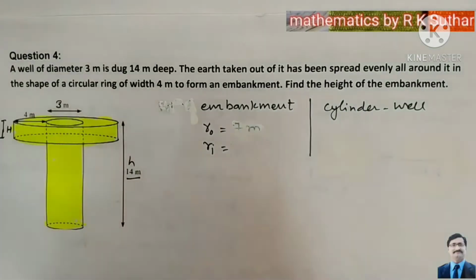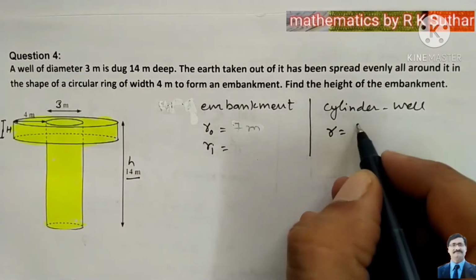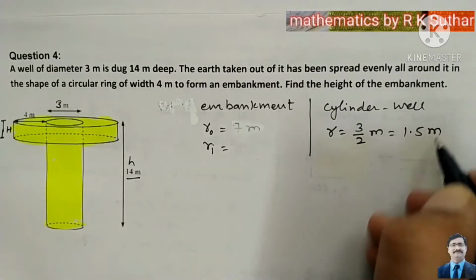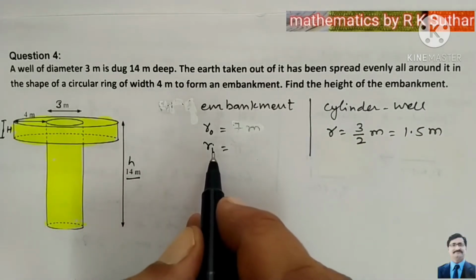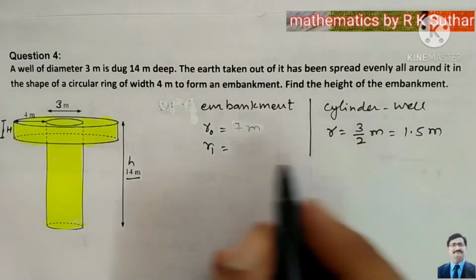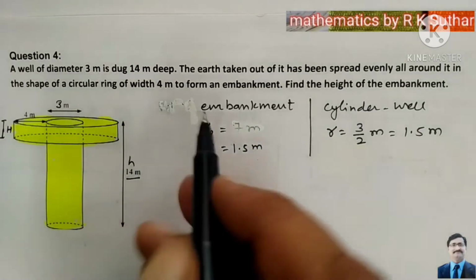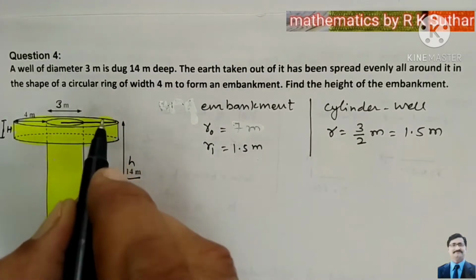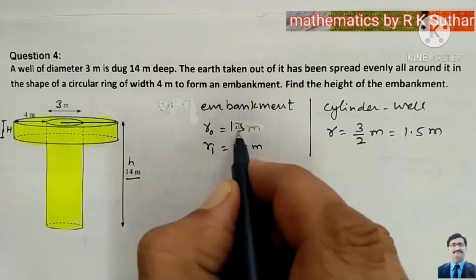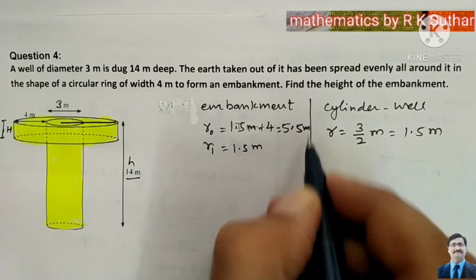And look here, first the cylinder radius is 3 upon 2 meter, and we can write 1.5 meter also. Look, the inner radius of the embankment is the same as the well, so this will also be 1.5 meter. Now the width is 4 meter, so the outer radius will be equal to 1.5 meter plus 4 meter. So we get 5.5 meter.